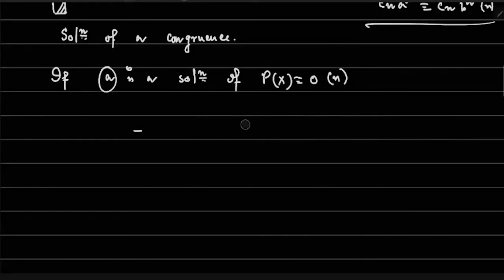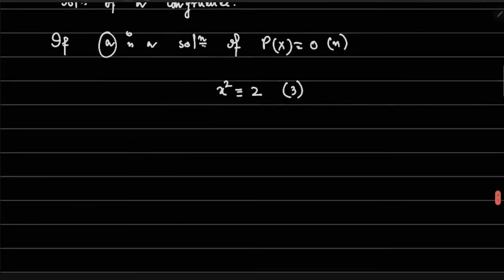That means if I think of this congruence, say x square congruent to 2 mod 3, what are the solutions of this congruence? Let's check. 0. 0 square is not congruent to 2.